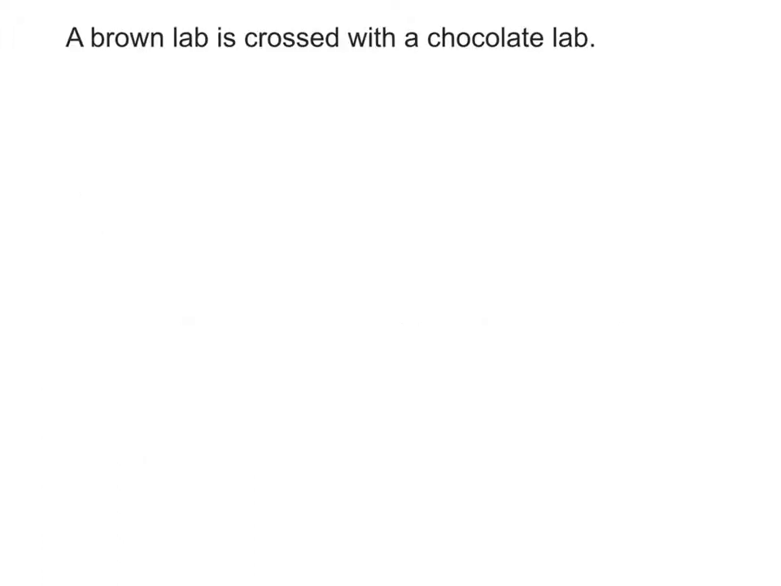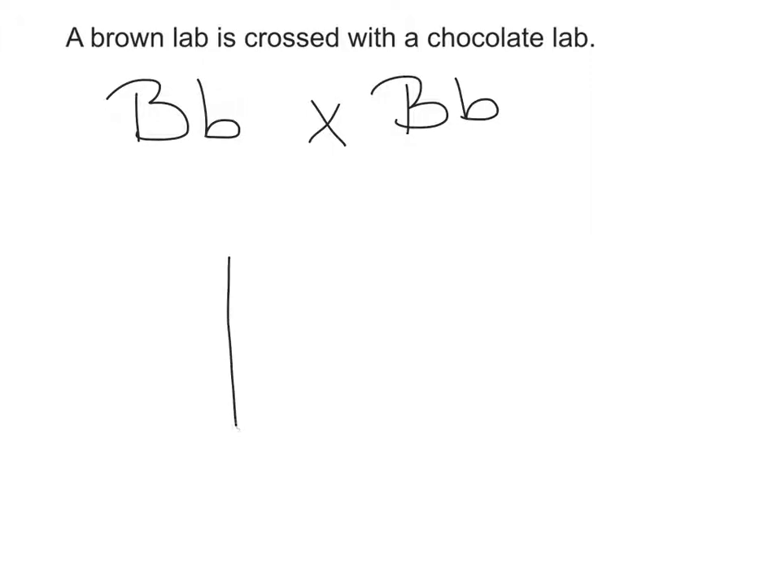A brown lab is crossed with a chocolate lab. This is two ways of saying the same phenotype. Brown, chocolate, same thing. So we said before that brown means that we have a heterozygous individual. Okay, so big B, little b, crossed with a chocolate lab, which is also brown, so another heterozygote. And so now we've got our parents. We're going to put their gametes on a Punnett square.